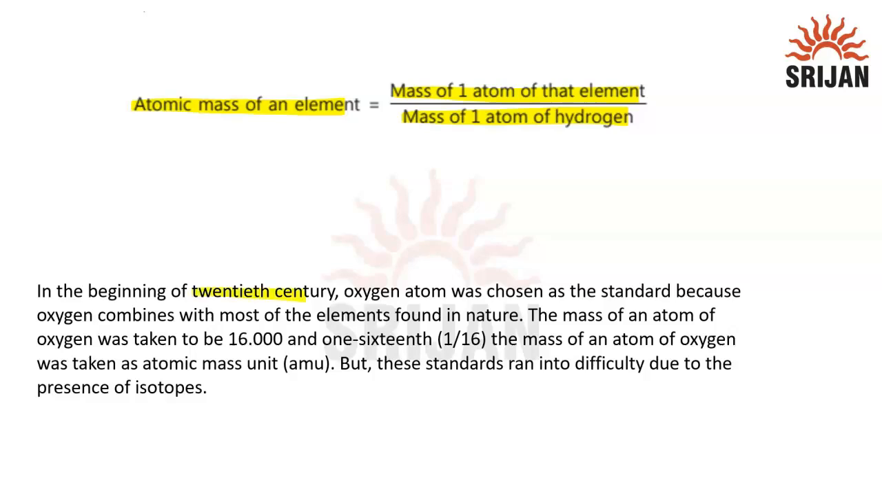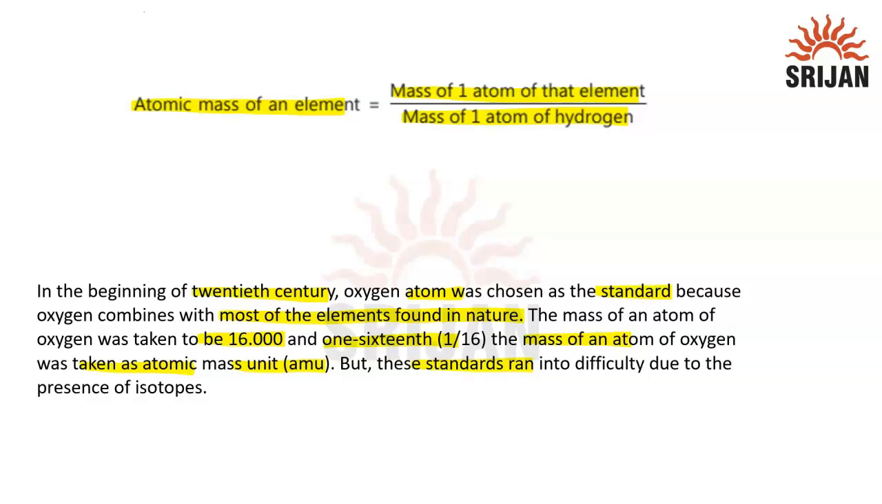In the beginning of the 20th century, the oxygen atom was chosen as the standard because oxygen combines with most of the elements found in nature. The mass of an atom of oxygen was taken to be 16.00, and 1/16th the mass of an atom of oxygen was taken as the atomic mass unit, which is AMU.